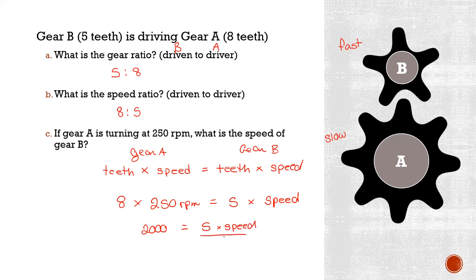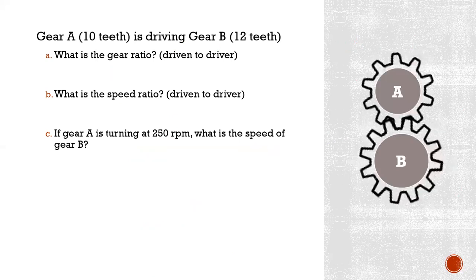Now to get speed by itself, we're going to divide both sides by 5. And the speed is equal to 400 RPM. All right. So we'll find, let's do a logic check. We saw before that the small gear was moving faster. Well, A is going at 250 RPM, B is going at 400 RPM, which is much faster. So that matches up with the logic that we saw earlier.